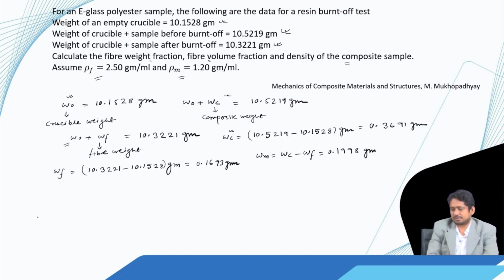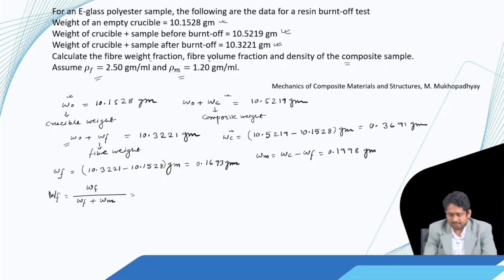Now, from these weights we can find out the weight fraction directly. To find out the weight fraction, all we have to do is weight fraction of fiber is equal to weight of the fiber divided by weight of the fiber plus weight of the matrix, and this is nothing but weight of the composite, which we already have. So, if I divide this quantity 0.1693 by the weight of the composite, which is this, we can find out the weight fraction of fiber.